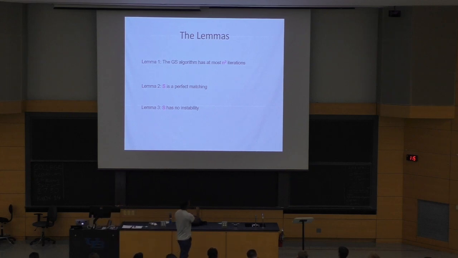So the first one says the algorithm outputs some set S. The second and third lemma then argue that what's output is actually a stable matching. And that will prove that on every instance, the output of the Gale-Shapley algorithm is indeed a stable matching. Okay. Are there any questions while I set up the document camera?